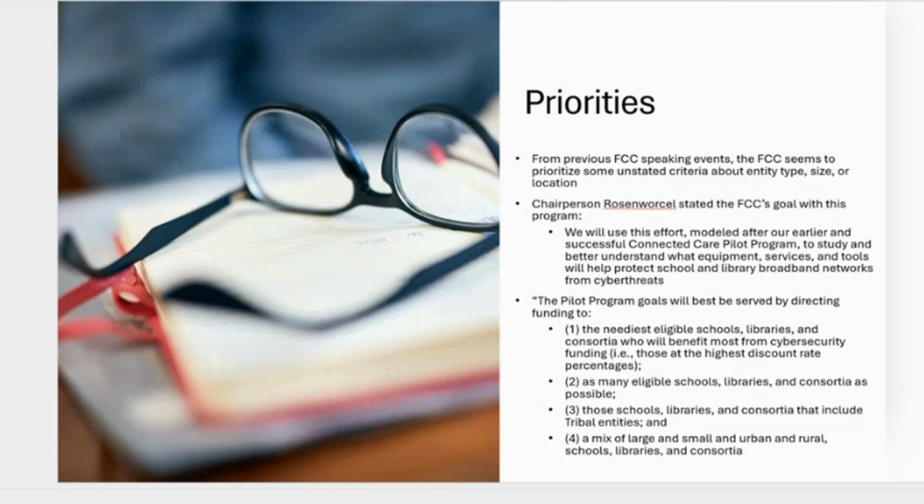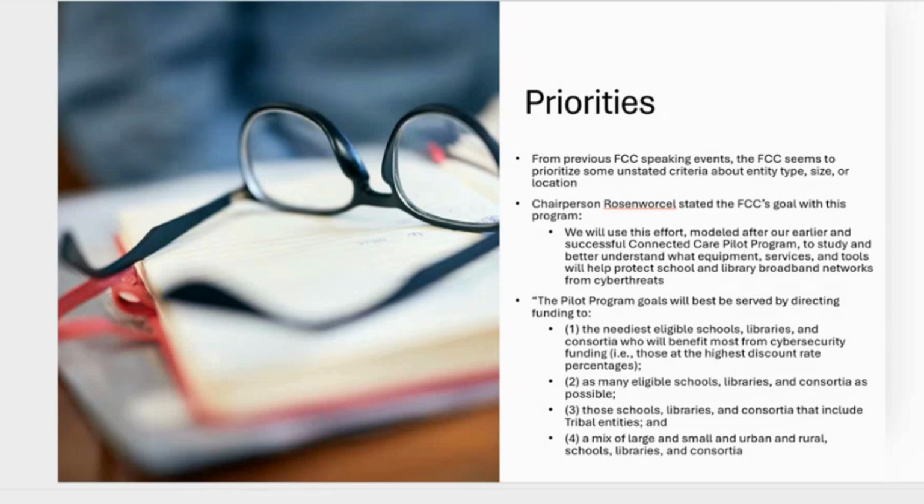And of course, that's going to be based on the highest discount rate. As many eligible schools, trying to provide for as many eligible schools, libraries, and consortia as possible. Those schools, libraries, and consortia that are tribal entities, and then creating a mix of large and small, urban and rural schools, libraries, and consortia.